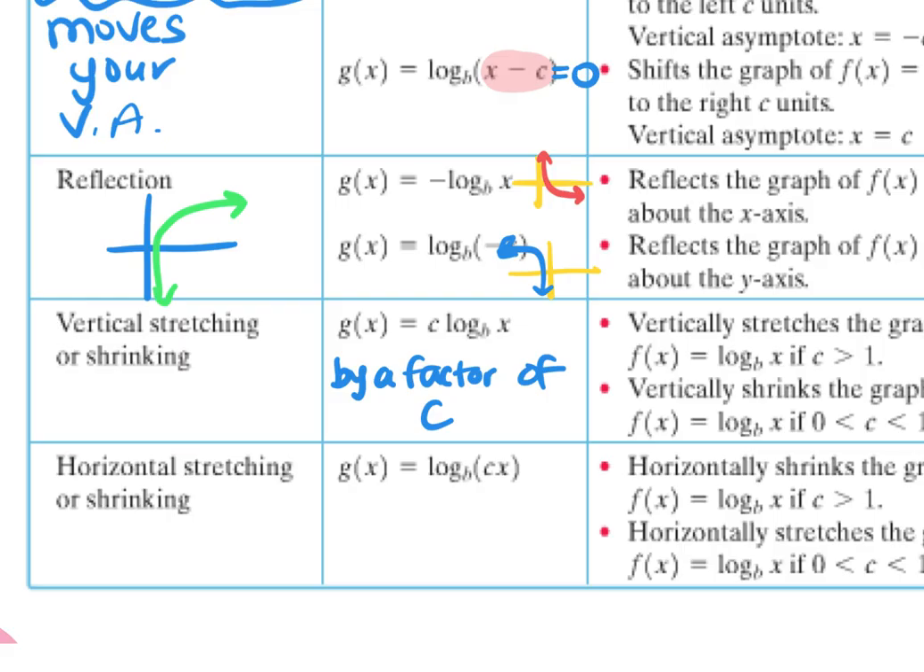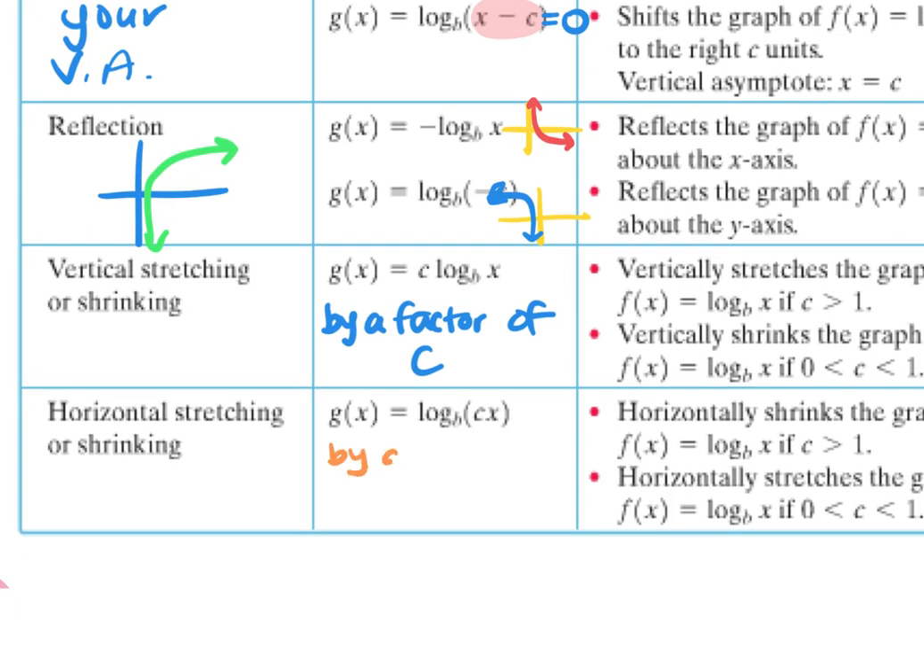And then if the number is inside the parentheses, now it's a horizontal dilation by a factor of 1 over c. So if it said 2x on the inside, then it's going to be a factor of 1 over 2, which means it's going to horizontally shrink it. It's going to make it more condensed, as if the walls were caving in.